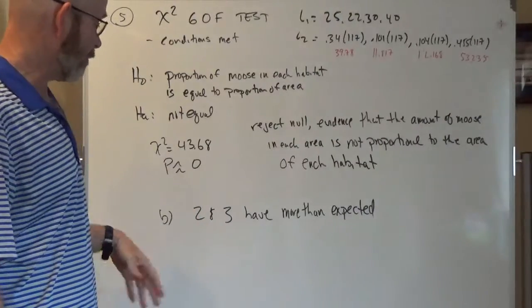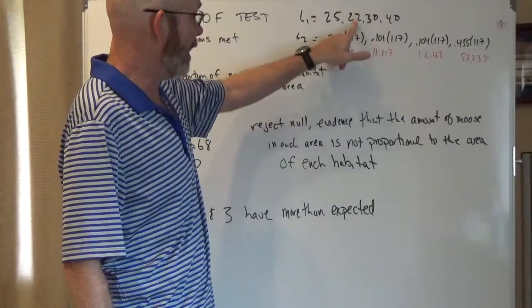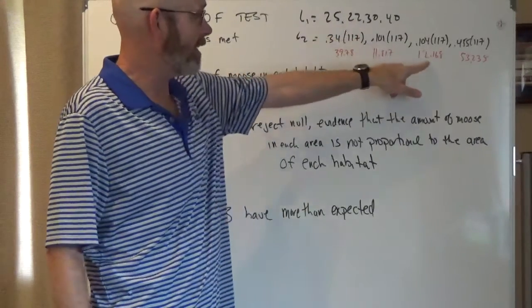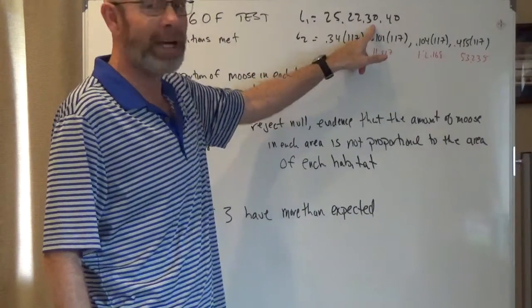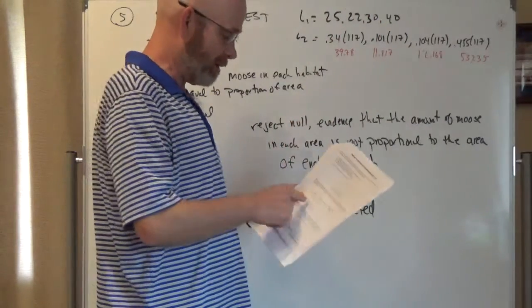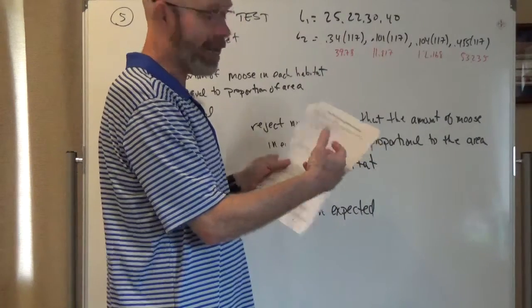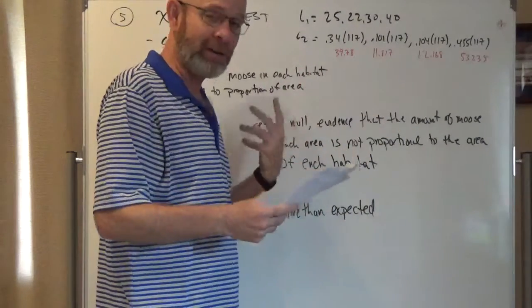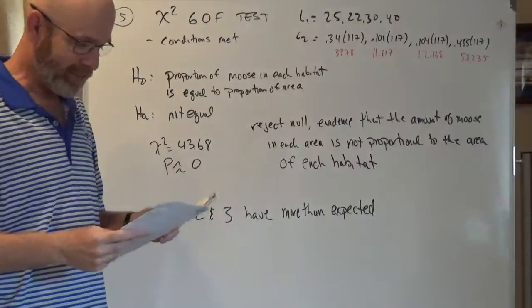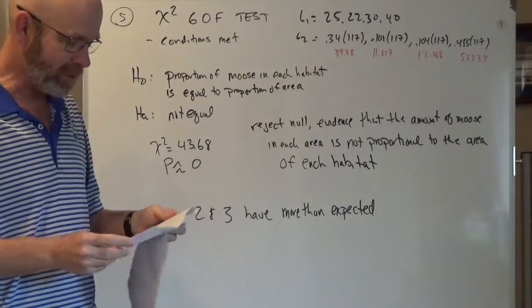And then the next question is, where are they going? So it looks like we only expected 11 here, but we got 22. We only expected 12 here, we got 30, right? So they're headed towards areas 2 and 3, which I guess were near the edge, right? Yeah, near the edge or something, so that's what they were kind of looking for. So that's it for problem number 5.